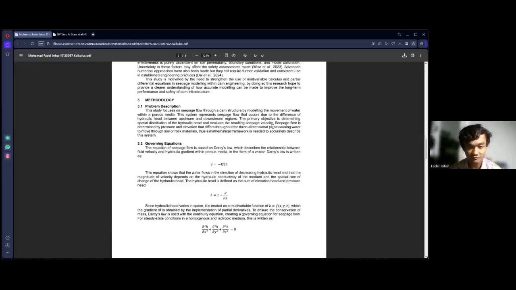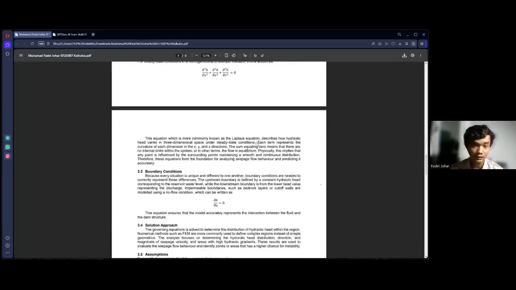To ensure the conservation of mass, Darcy's law is used with the continuity equation, creating another governing equation for seepage flow. Specifically, for steady-state conditions in a homogeneous and isotropic medium, this can be written as the second-order derivative of the function h equals 0. This equation, which is more commonly known as the Laplace equation, describes how hydraulic heat varies in three-dimensional space under steady-state conditions.